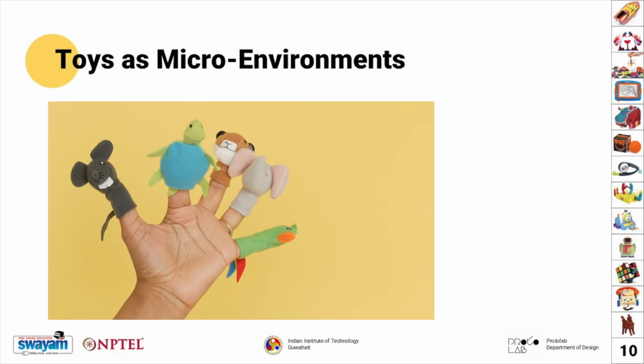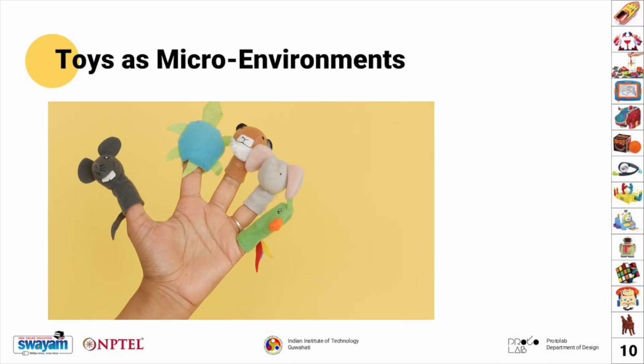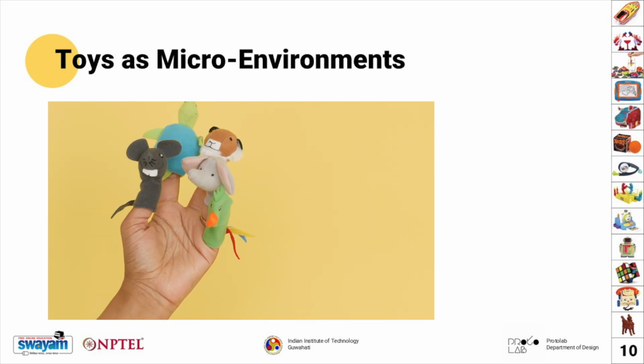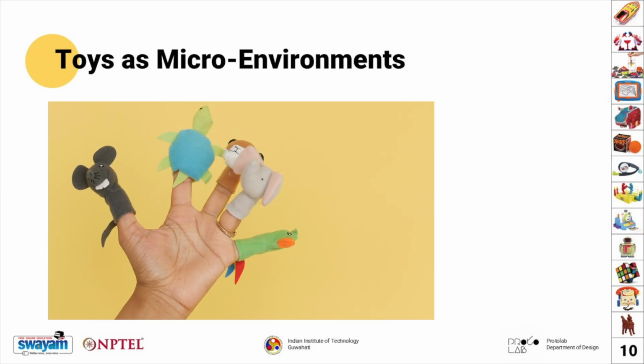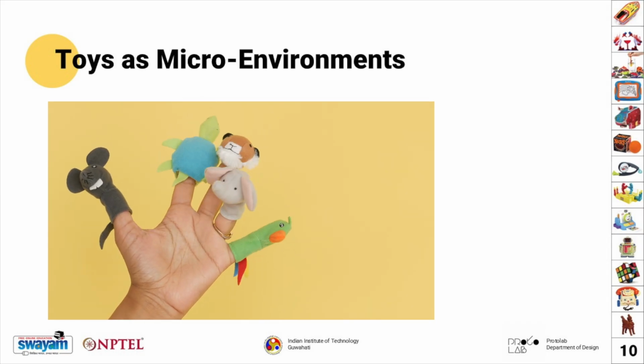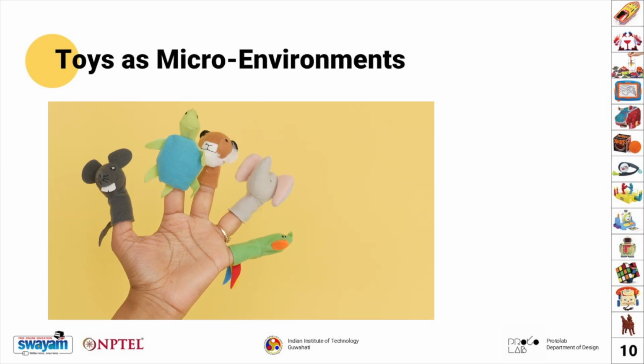For example, a simple set of magnetic tiles creates a world where things can float, connect, balance. Structures can grow and collapse. Imagination and physics blend naturally. Or consider a hand puppet. The moment the puppet appears, a new social world opens. Voices change, rules soften, emotion becomes expressive, and communication becomes playful.